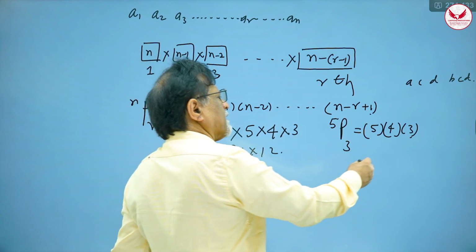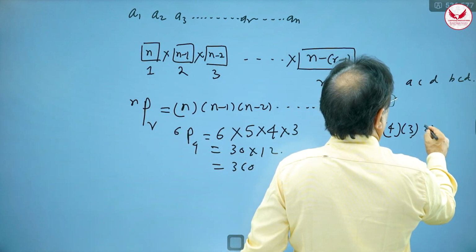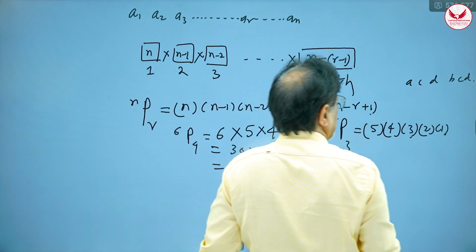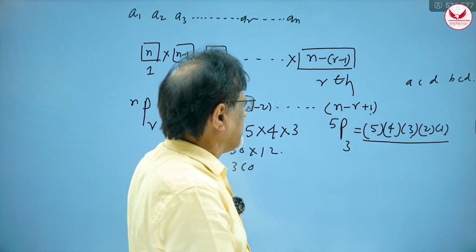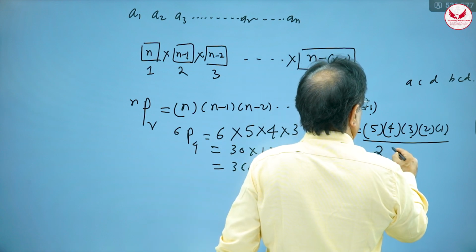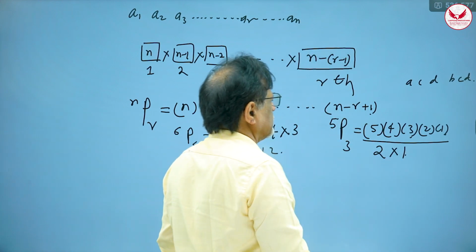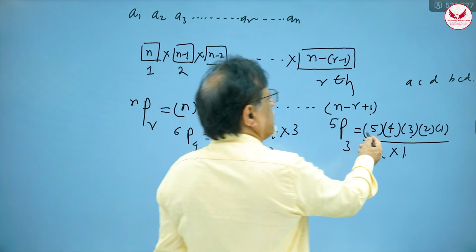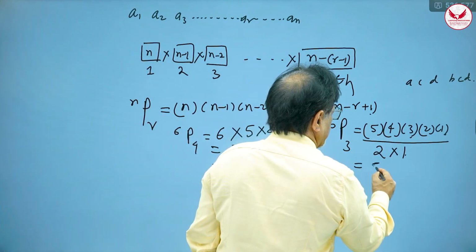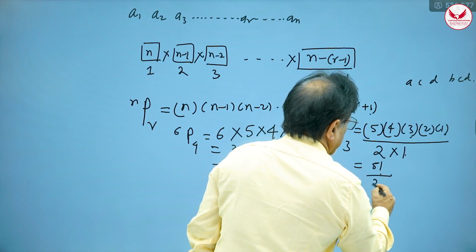But suppose I continue to multiply by 2 and multiply by 1. Correct? And that will be wrong if you multiply by 2 and 1, so in order to compensate, I'll write 2 multiplied by 1 down also. Right? What is the advantage of writing it like this? This becomes completely 5 factorial, and this becomes 2 factorial.